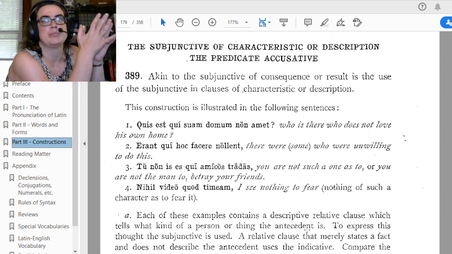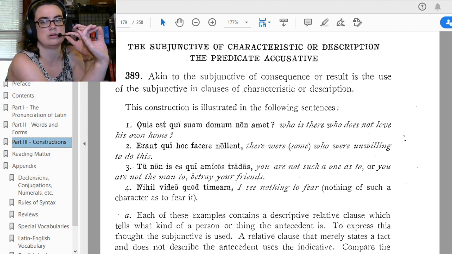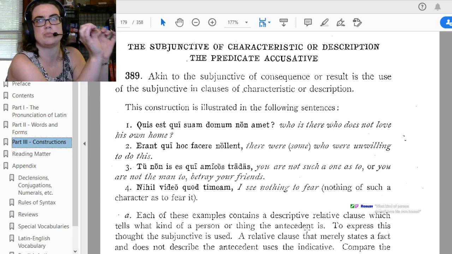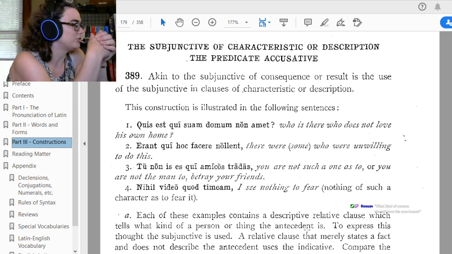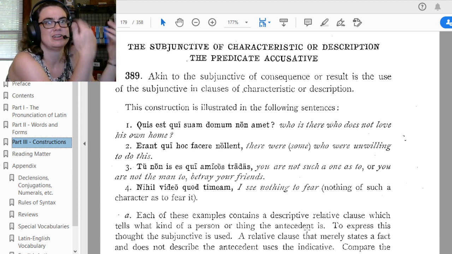Quis est qui suum domum non amet? Who is it who does not love his own home? If we look at amet, we can tell that's the present subjunctive, not indicative, even though in English we translate it as indicative quite frequently. So the idea is: who is it who is the sort of person who doesn't love his home? It's a general description of a person, not a specific individual you have in mind. So when a relative clause is referring to a general person and not a specific individual, it is probably setting up a relative clause of characteristic. What kind of person doesn't love his own home? That's probably a nice way of rendering the idea in English. Who is the sort of person who wouldn't love his own home?